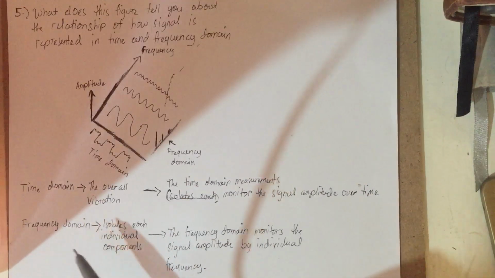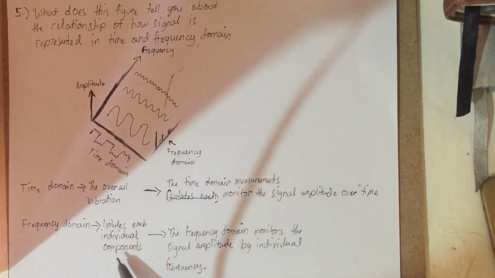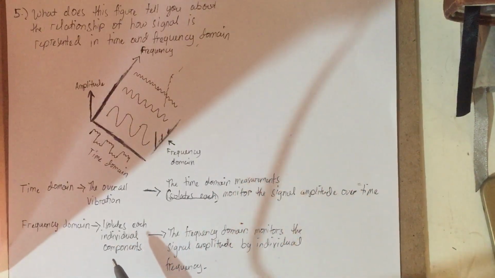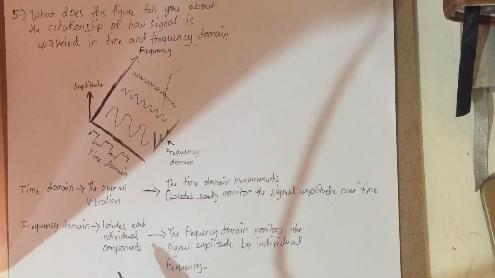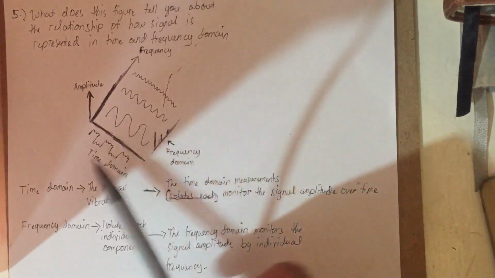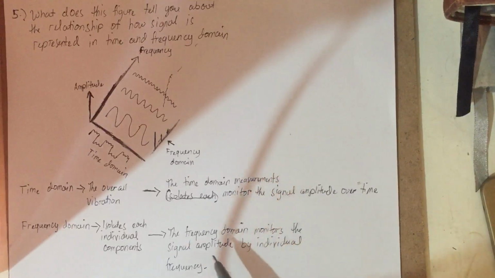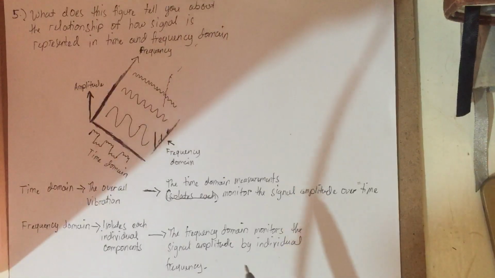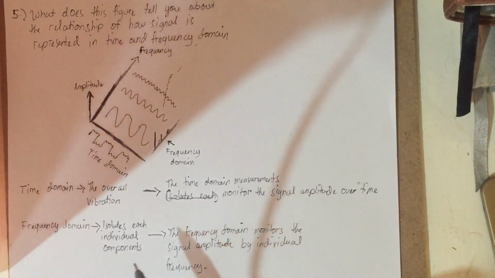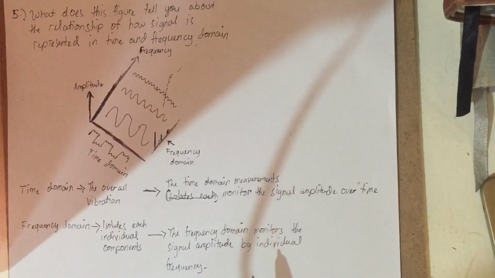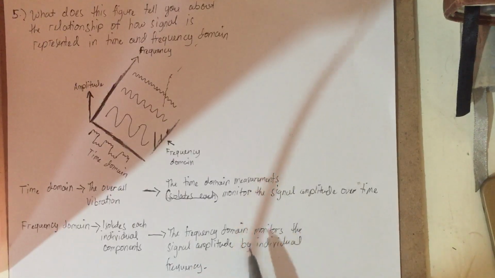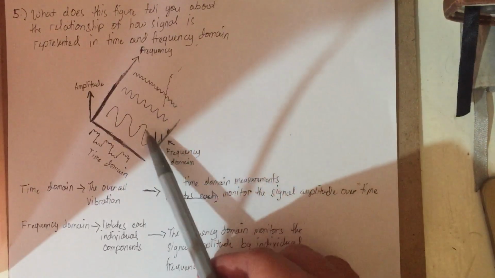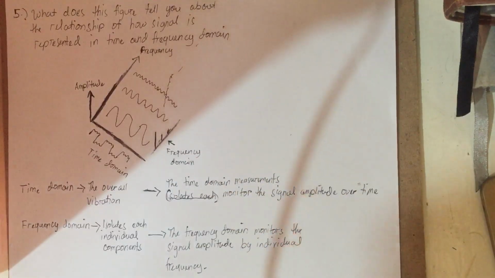For the frequency domain, it isolates each individual component. That's why with the frequency domain, we can pinpoint the specific defects of our machine. The frequency domain monitors the signal amplitude by individual frequency. That is why it is easy for us to detect the defect. It is because the frequency domain is in charge of monitoring the signal amplitude by individual frequency of that machine.